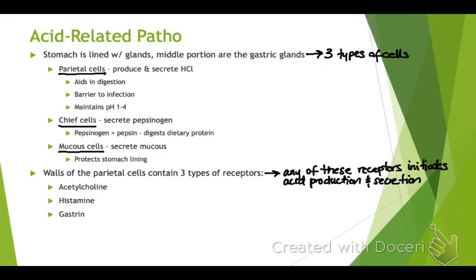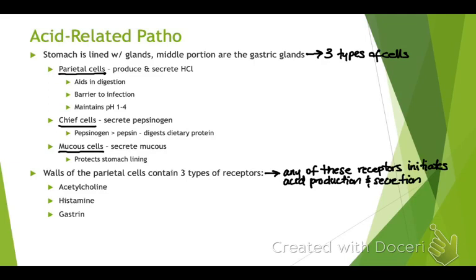Then you have your mucus cells, which help to secrete mucus, and the mucus serves as protection of the stomach lining. And so this is basically your background on your gastric glands that help to produce the gastric secretions.